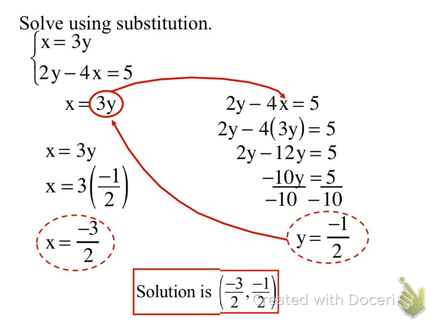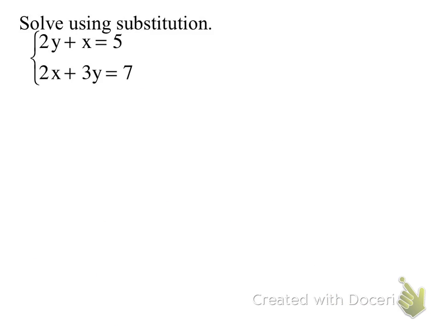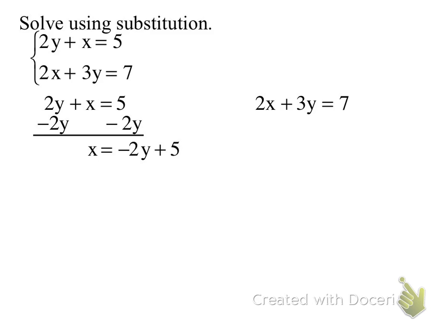Now, sometimes you don't have a variable alone. So what do you think we need to do? Okay, Luke? Isolate. Which one's the easiest to isolate? The x. Good. So I'm going to take 2y plus x and subtract that 2y. Okay, and then once I get that x alone, every time I see an x, I'm going to substitute in for it. So now it's going to read 2 times -2y plus 5.